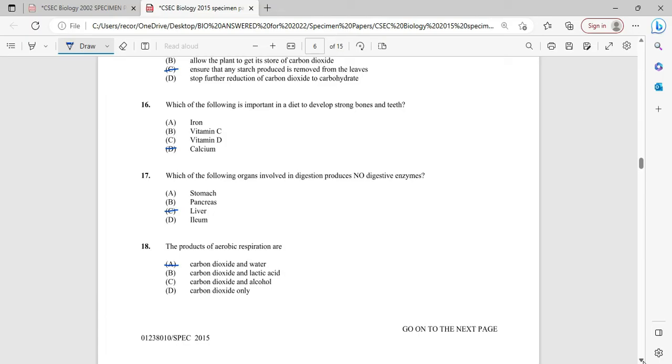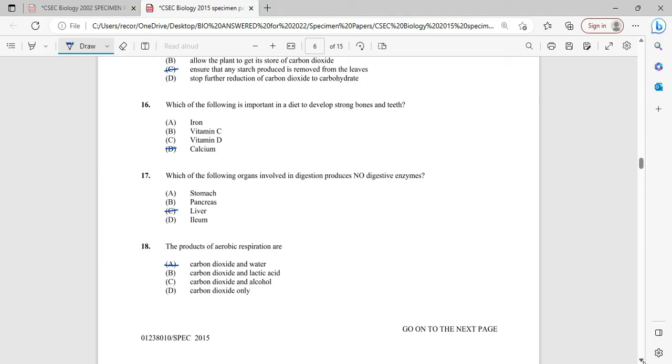Which of the following organs involved in digestion produces no digestive enzymes? That's going to be the liver, involved in digestion but does not produce any enzyme. The stomach has pepsin and renin, and the pancreas is going to be sending out a lot.